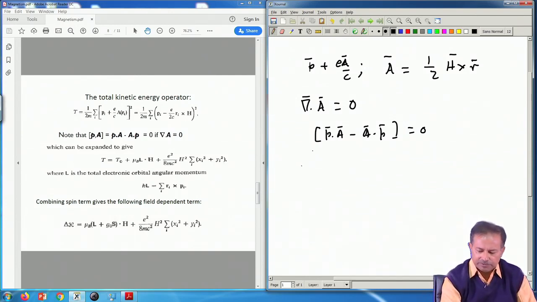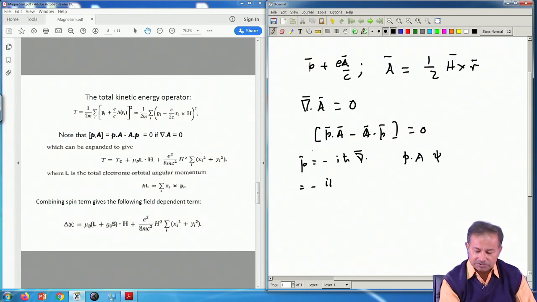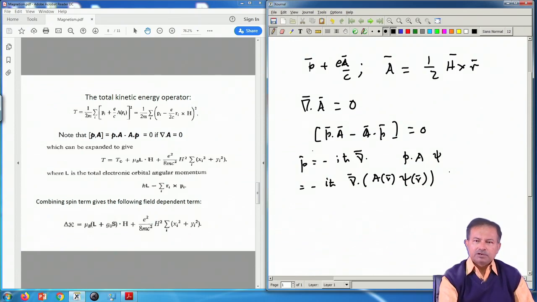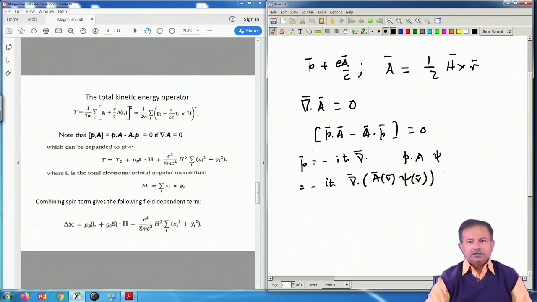It is very straightforward. Write P as minus i H cross del operator, and then just use, say, P dot A operating on psi. So, that is minus i H cross del operating on A(r) psi(r), and you can see that there are two terms, out of which the del dot A term will be gone, and you are left with grad of psi dotted with A, which is A dot P. So, P dot A is basically A dot P.